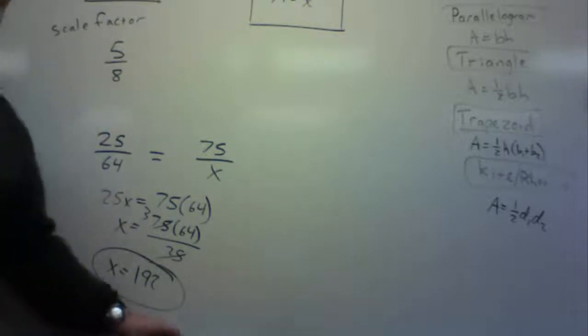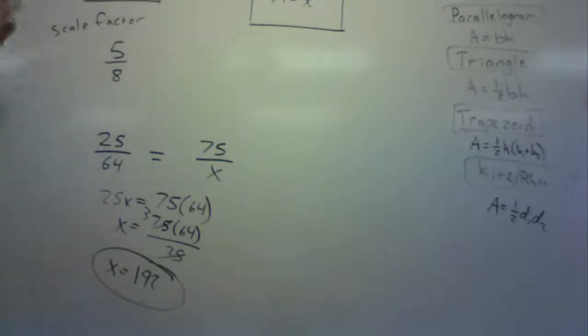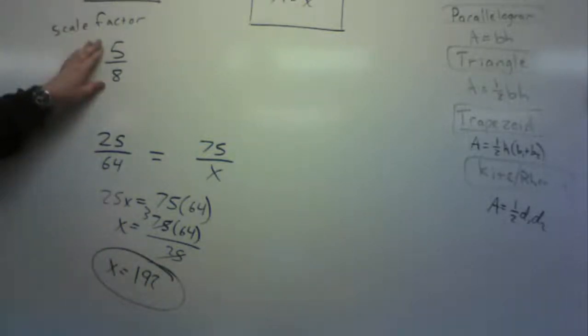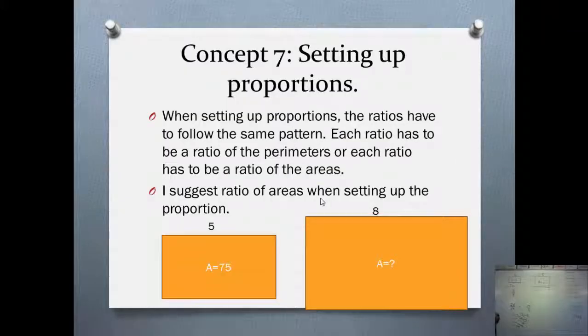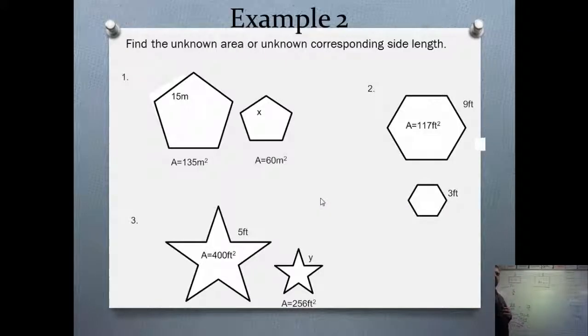So when we're setting this up, we're going to look for matching up the area ratio using the side lengths and the actual area ratio. In fact, most of the problems you're going to be doing are something like this. Alright, so let's look at a few problems. Find the unknown area or unknown corresponding side length.